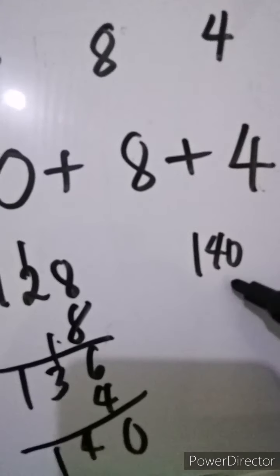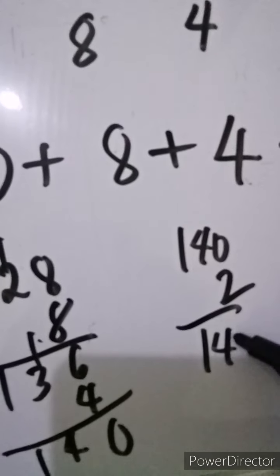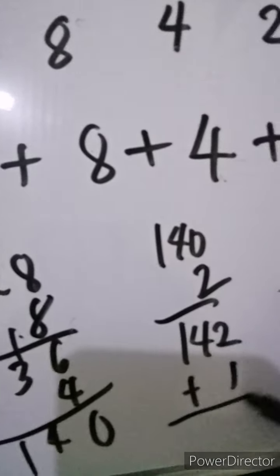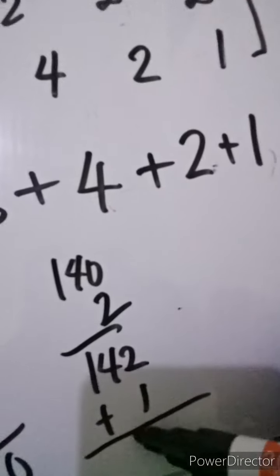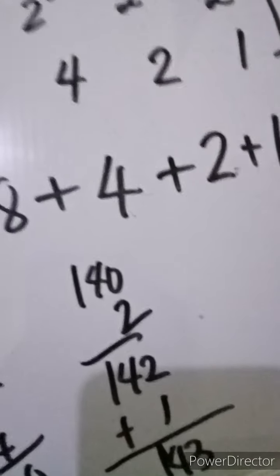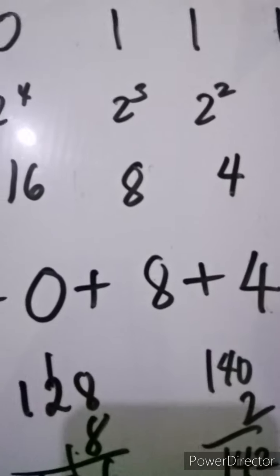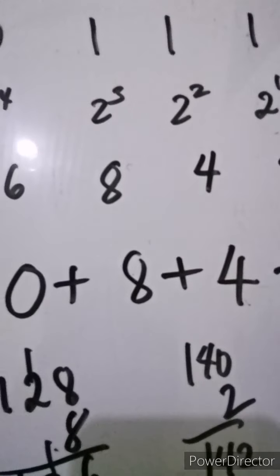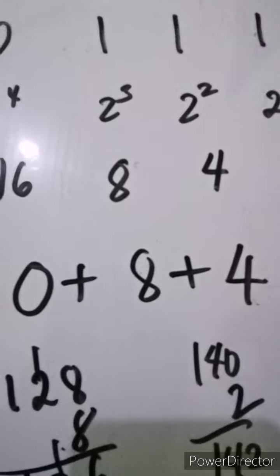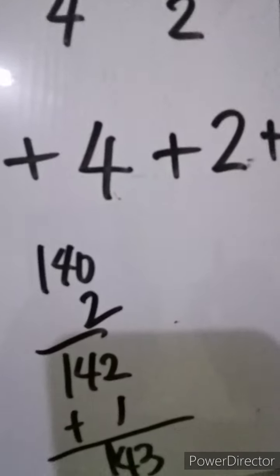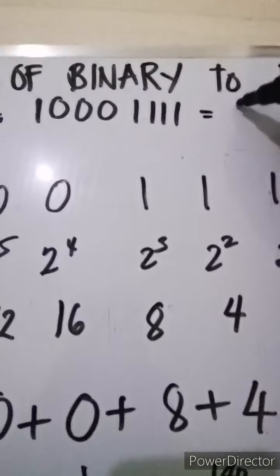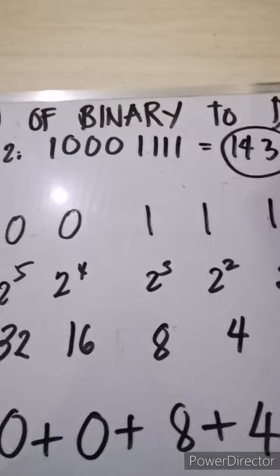140 plus 2, so we have 142, and we have the plus 1, yung dulo, so we have 143. So again, ang expected natin kanina, sinabi natin sa unahan, expected natin ay 143, and now we get the answer of 143 yung i-convert natin.